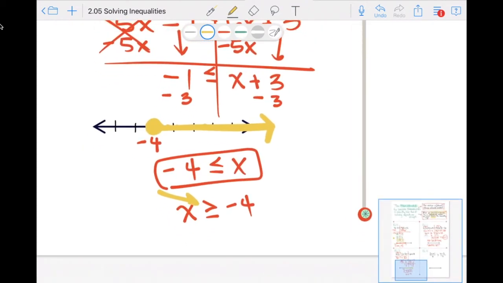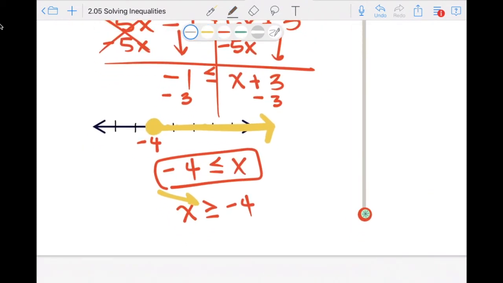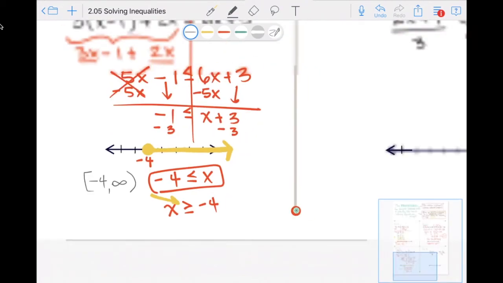For interval notation, the smallest number in our interval is -4. The largest number in our interval, because it keeps going on forever and it goes in the positive direction, is positive infinity. -4 is included, so we need a bracket. Infinity cannot be included, so we need a parenthesis.